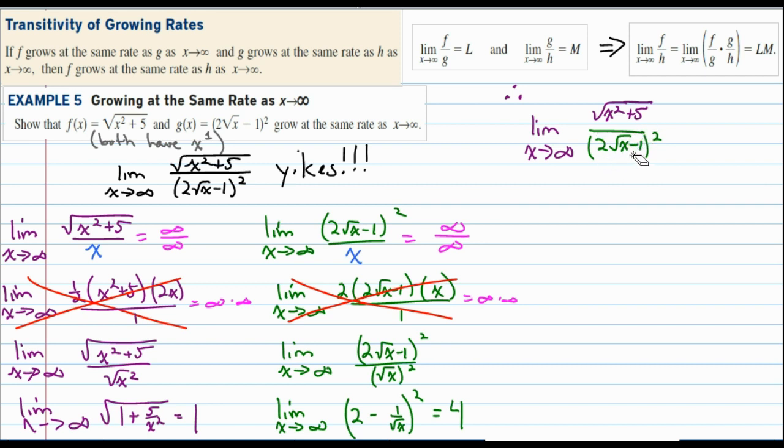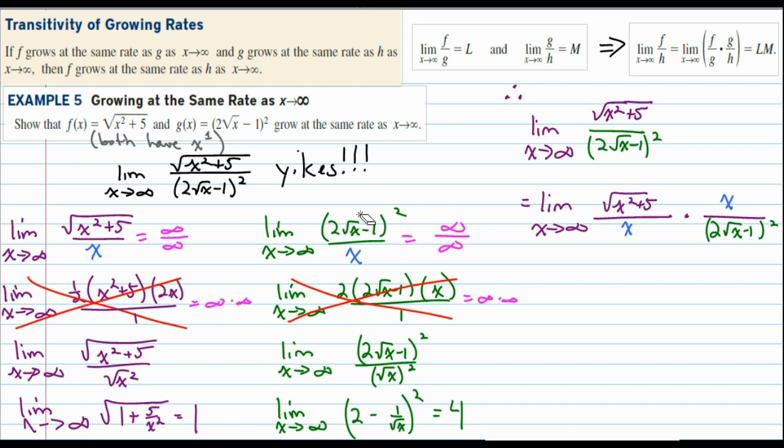So, the limit as x approaches infinity of the square root of x squared plus 5 all over 2 square root x minus 1 quantity squared. So this is f over g, what we're trying to find. That can be rewritten as the limit as x approaches infinity of f over x times x over g. Now those x's would simplify and you'd get f over g, the original that I'm trying to find.